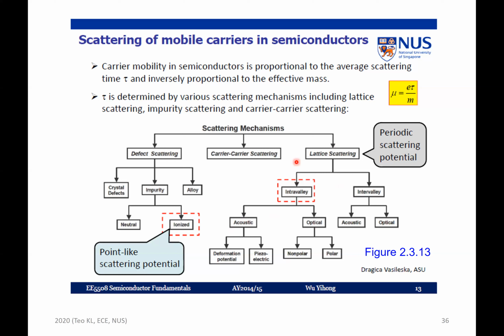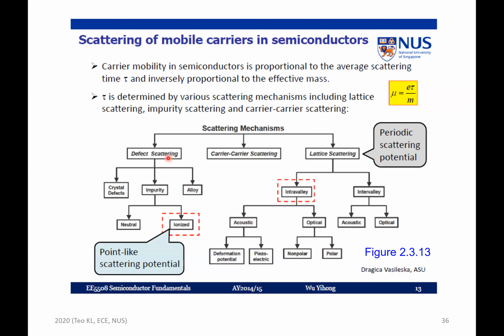Apart from the lattice scattering, if the carrier is heavily doped, then you can have carrier-carrier scattering. So there are many electrons in the crystal potential. The electron and the electron will interact, and this we call the carrier-carrier scattering.